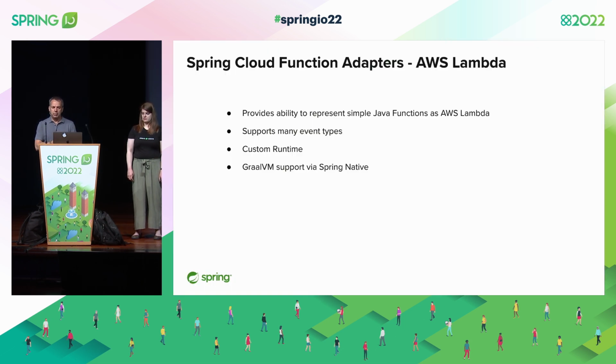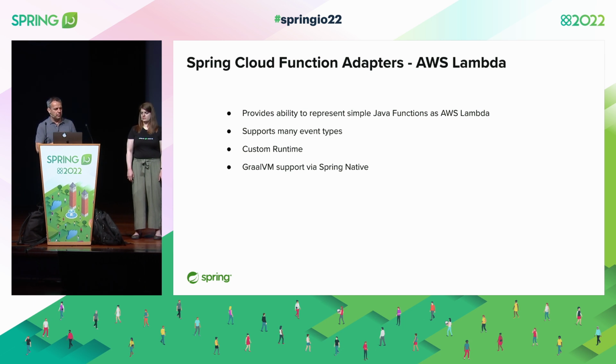All right, AWS Lambda. It's one of my passions. I work a lot with the AWS Lambda engineering team. So again, we provide the ability to write a Java function and deploy it on AWS as an AWS Lambda. We support many different event types such as SNS, SQS, Kinesis. I mean, there is a whole list of different event types that we support.